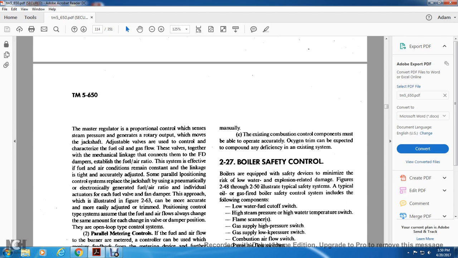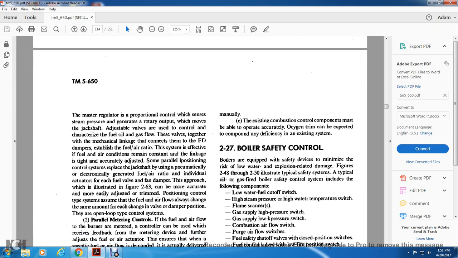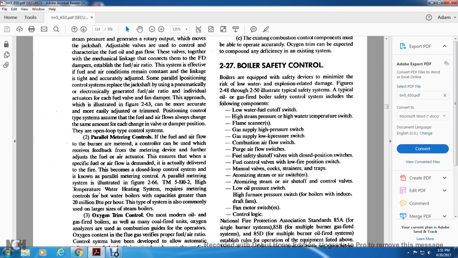Some parallel positioning control systems replace the jack shaft with a pneumatically or electronically generated fuel air ratio and individual actuators for each of the fuel valve and the fan damper. This approach, which is illustrated in figure 263, can be more accurately and more easily adjusted with trim position control systems. It also assumes the fuel and airflow always change the same amount for each change of the valve or damper position, an open loop control system. 2. Parallel metering controls.